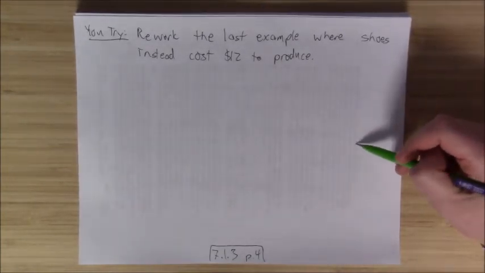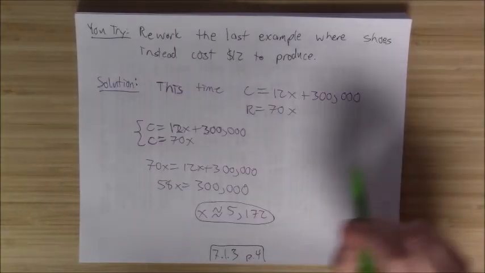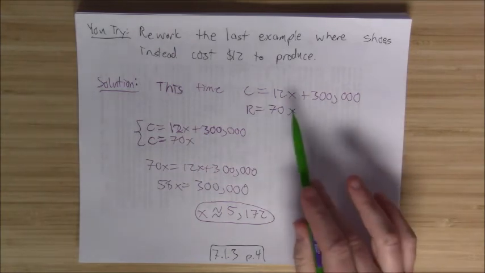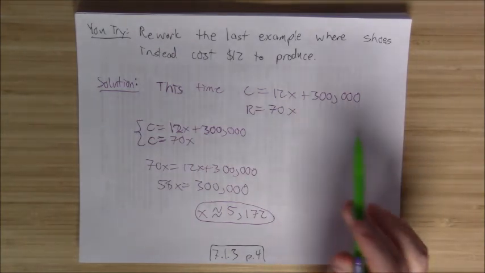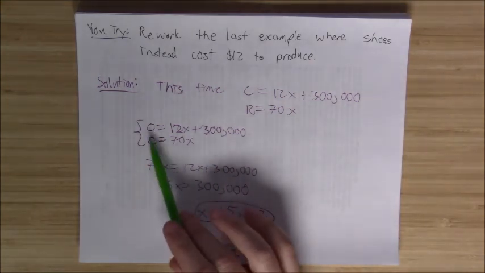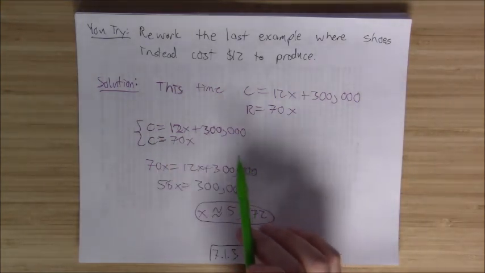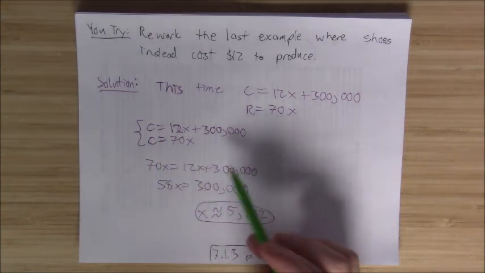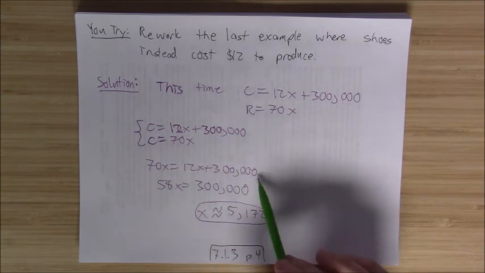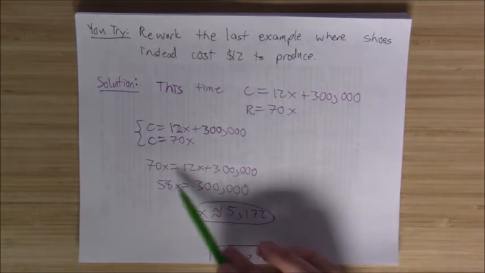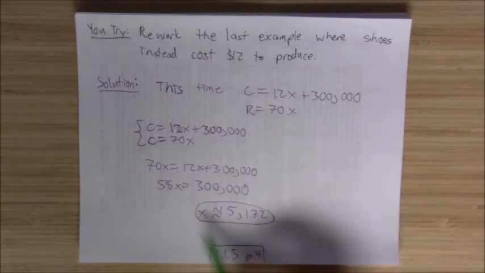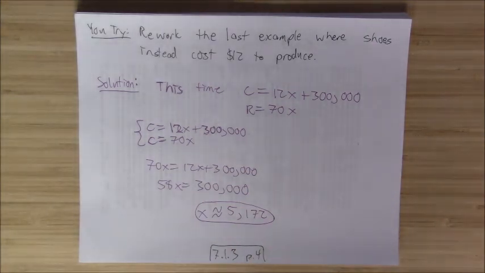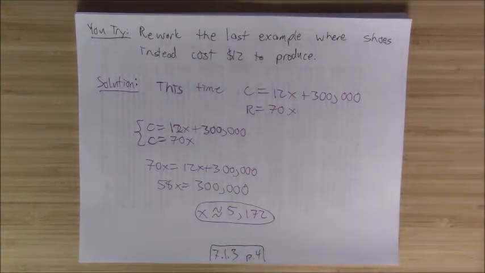1, 2, 3. So this time, instead, we have C equals 12x plus 300,000 instead of the 15x, but the revenue is still 70 times x. Since we want to find the break-even point, C equals 70x still. That is 70x equals 12x plus 300,000. Simplifying, we end up with 58x equals 300,000. Divide both sides by 58. You get x is approximately 5,172 pairs of shoes that we must sell to break even.